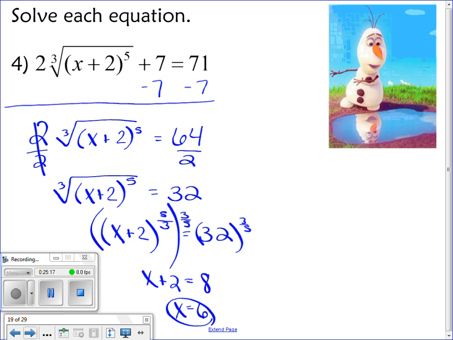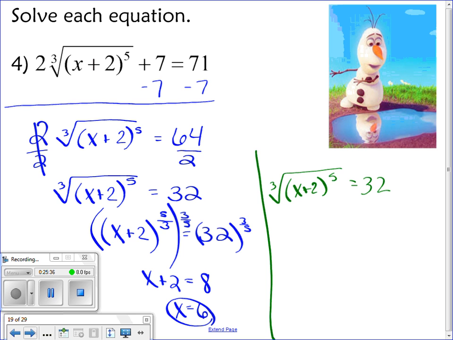Can I show you real quick the other way to do this? I'm sure someone at some point will do it. You'd start the same way. So once you get to here, cubed root of x plus 2 to the 5th. I said you had two options. One is to flip it into the rational exponent. The other way is, how do you undo a cubed root? You cube it. So undoing this would get rid of that, but I'd still have x plus 2 to the 5th.